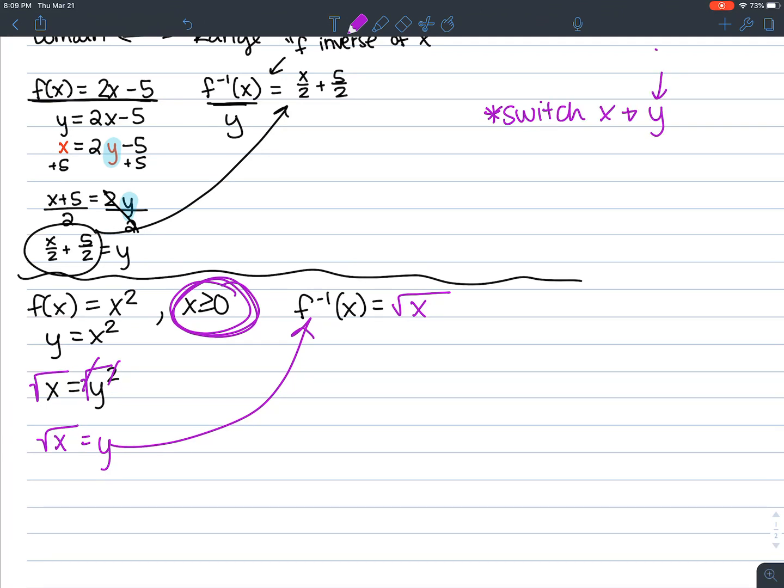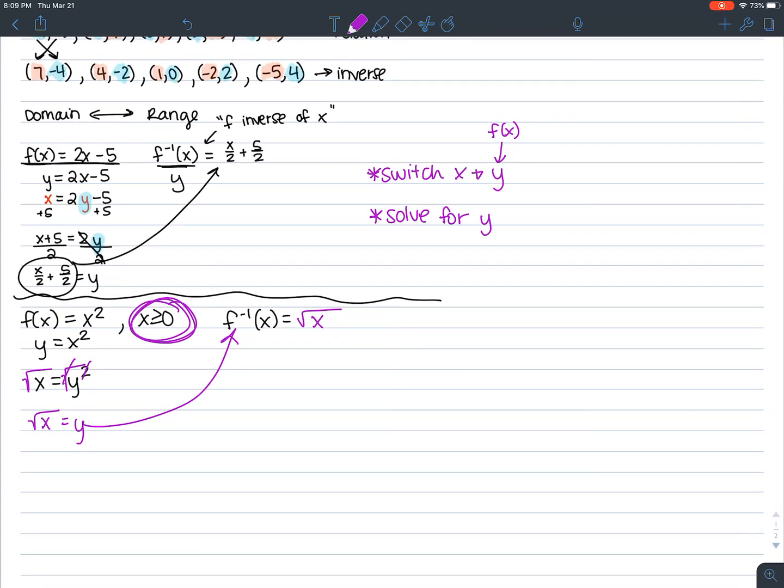Okay, so in order to find the inverse of a function, you switch x and y. Well, and if there's no y, just remember that that's the same as f of x. And then you solve for y, okay? And then that will end up being your inverse function. Okay? That's it for today.